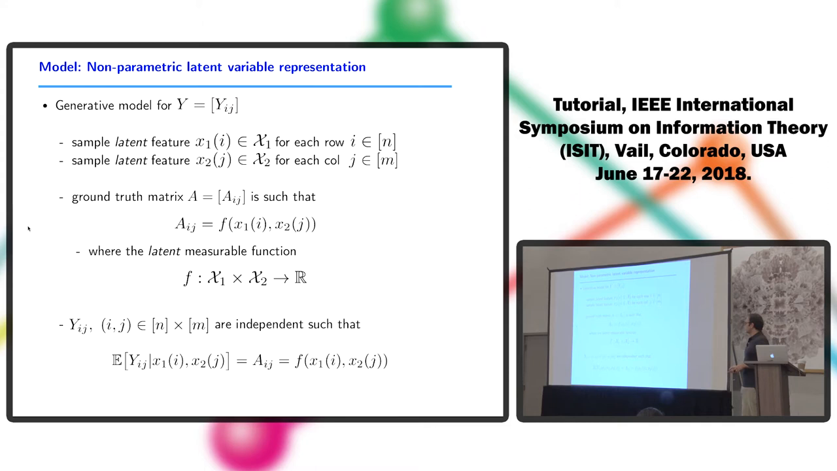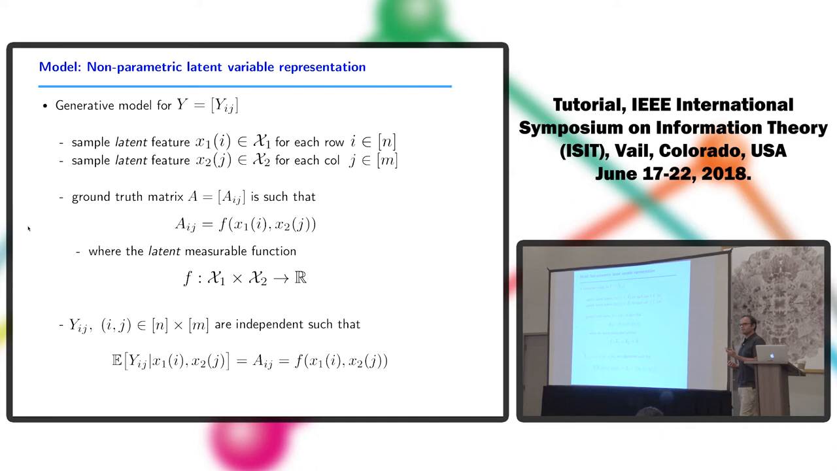Now, when I say generic measurable function, that's a little too much. So the question would be, for what function classes can we recover these A's really well from minimal observations? Or putting it the other way, how does the function class complexity play a role in terms of the amount of observations we need, or what sorts of recovery we can achieve?